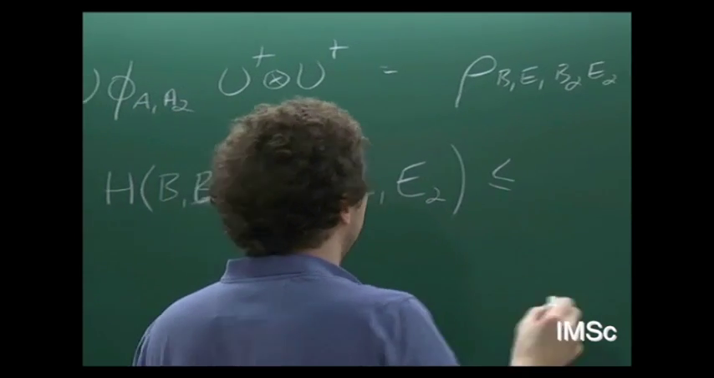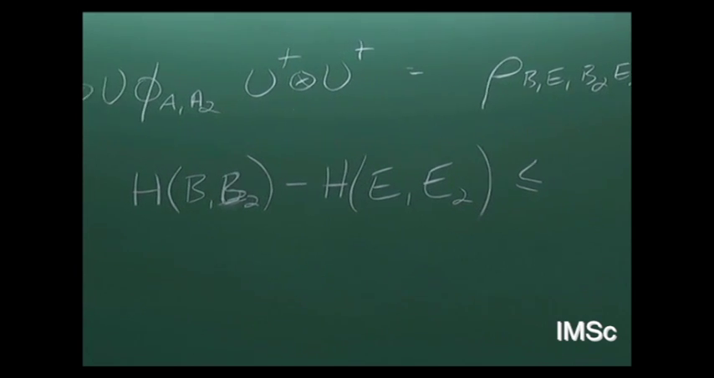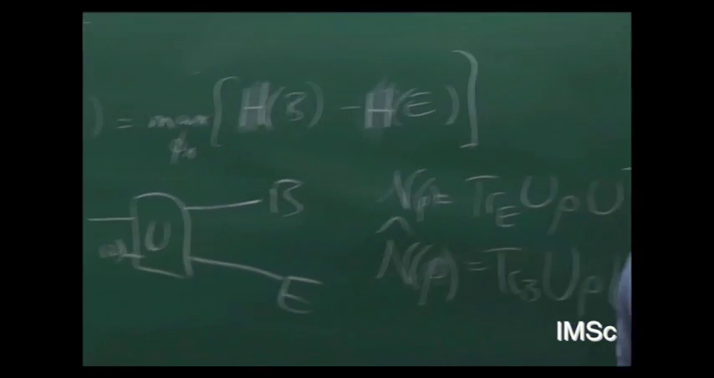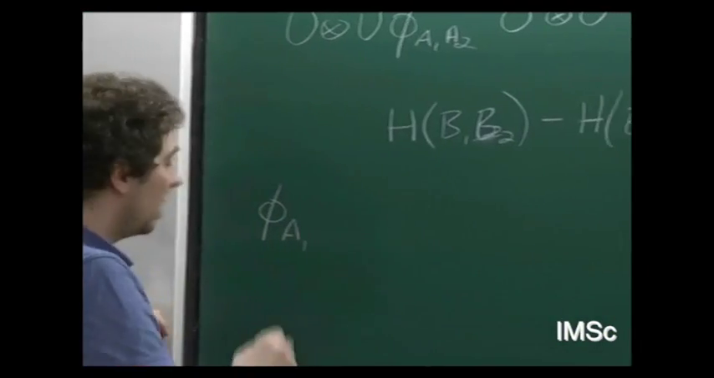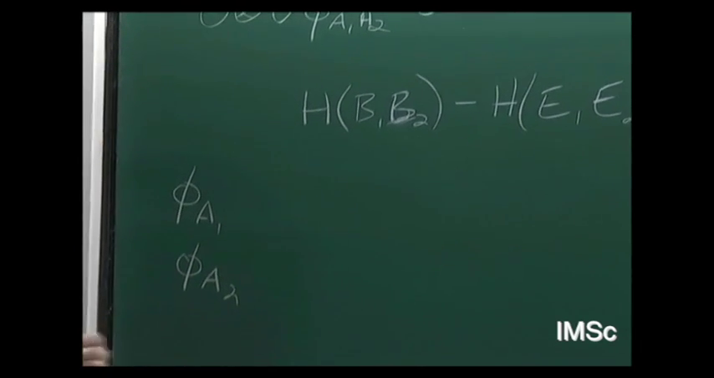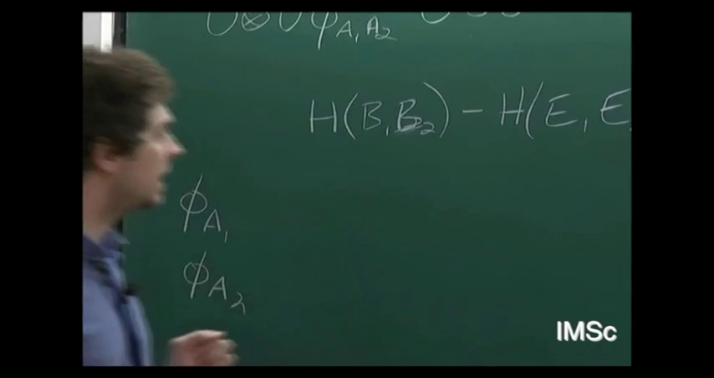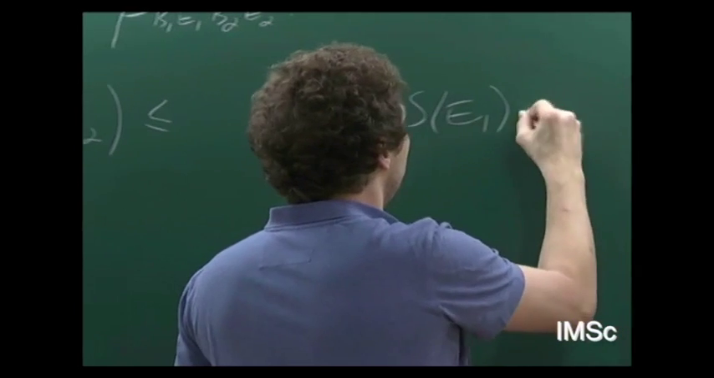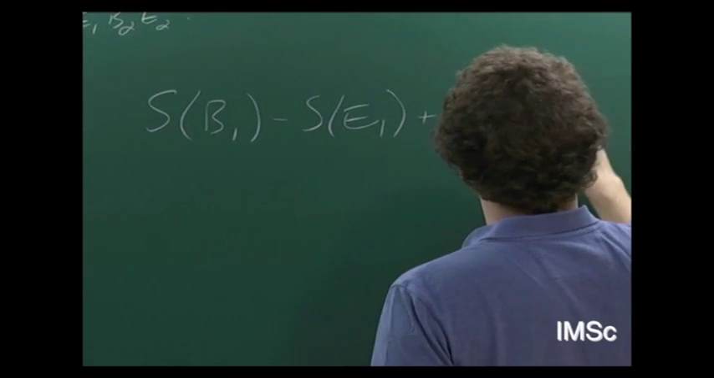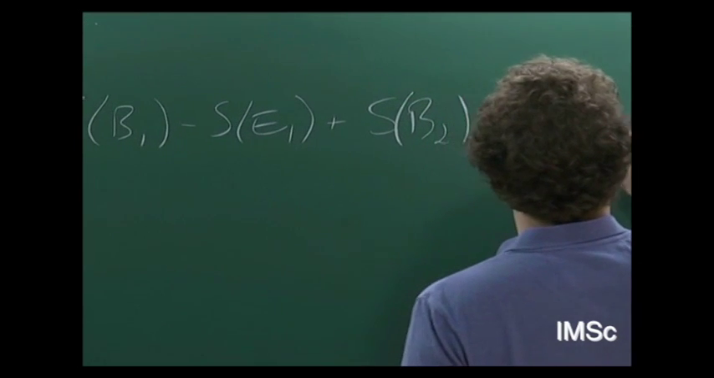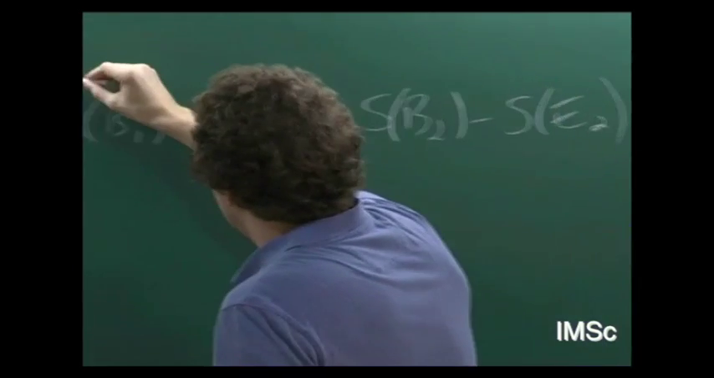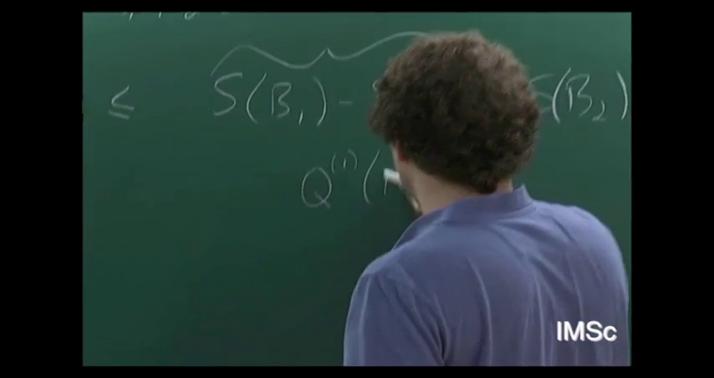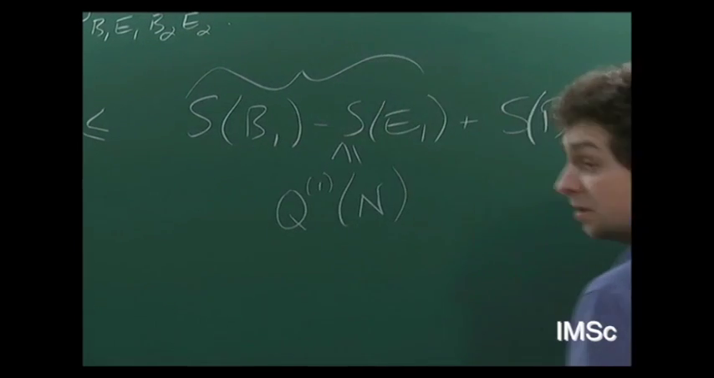is less than or equal to the sum of the two coherent informations that I get by just looking at this state, phi A1 A2, and I evaluate one coherent information with respect to A1 and the other with respect to A2. Right? So what do those give? Those actually give entropy of B1 minus entropy of E1. And the other one gives entropy of B2 minus entropy of E2. And the point is, this term is a lower bound for Q1 of a single copy of the channel. This term is also a lower bound for Q1.